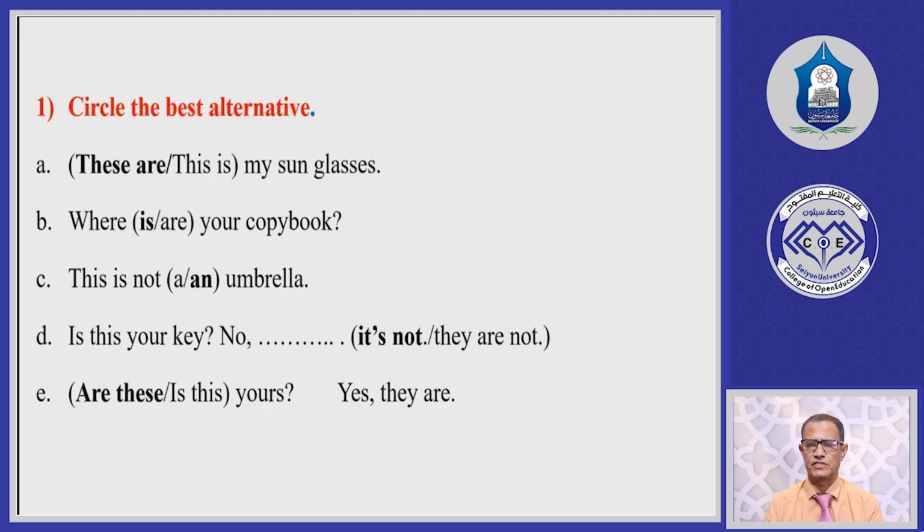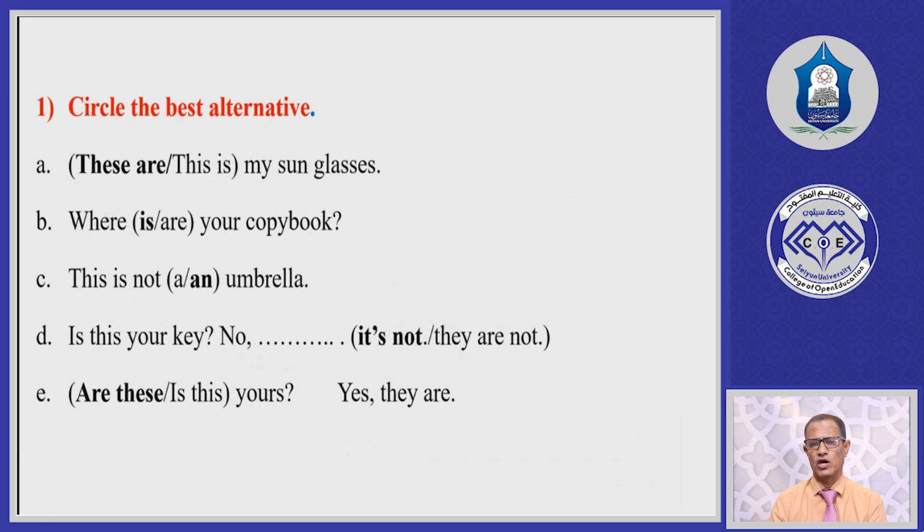Circle the best alternative. Now we are going to practice those rules that we have explained to you before, and you have to know when we use those. For example, verbs to be, or these, are, this, is, or those pronouns, adjective pronouns. So you have to be careful when we use these pronouns. For example, in number A, we have "these are" and "this is my sunglasses." My sunglasses here is plural, so we have to use what? These are or this is.